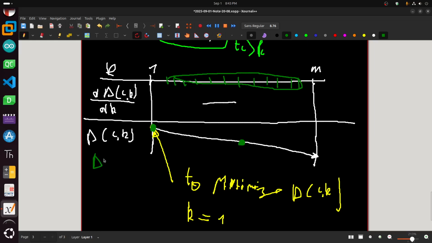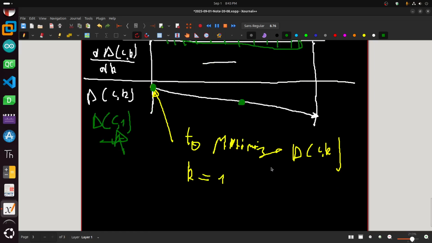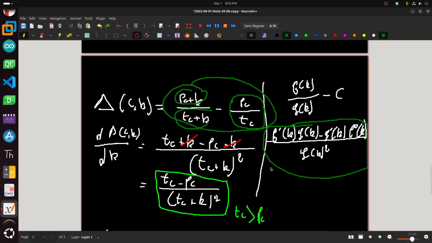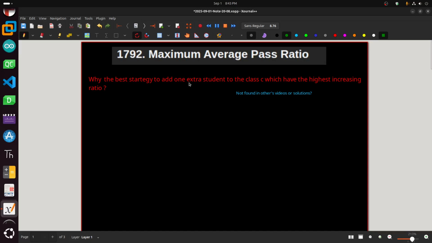So always we have to take delta C1 and check which class has the highest delta C1, compute its ratio and update the ratio by this delta C1. I hope this proof shows you why we need to add just one extra student to the class C which has the highest increase in ratio.